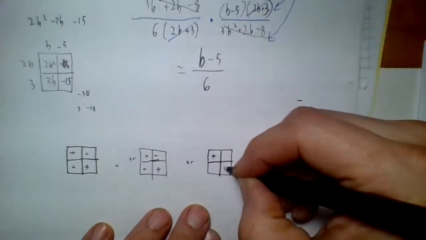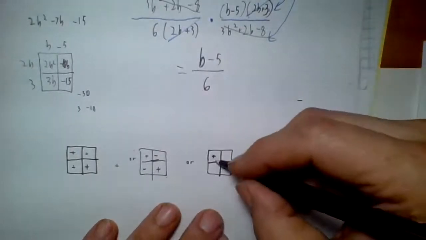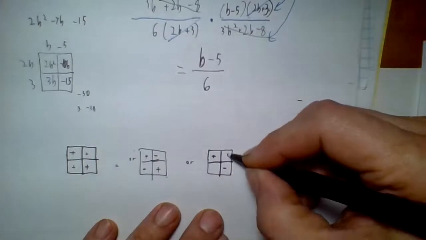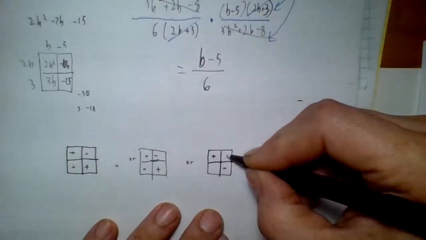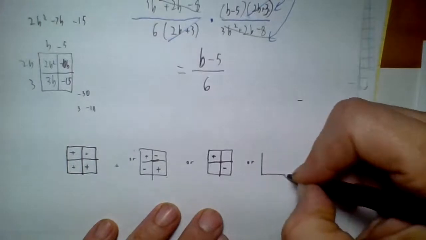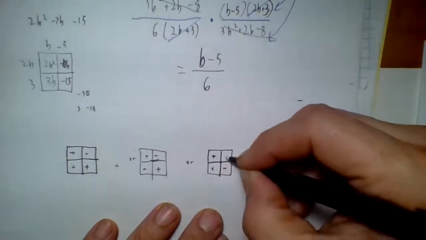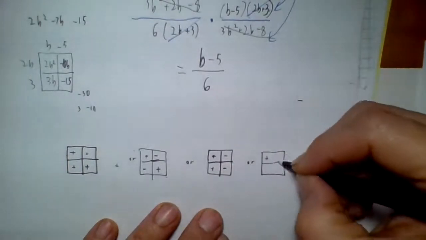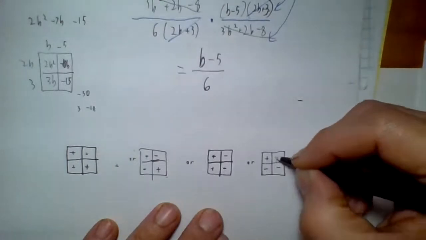Or we have a positive here and a negative down here, then we get a negative product. Then we need these two things to be positive and negative. So it doesn't really matter which is which, but it could either go this way around or minus and a plus. Those are the different forms you can get if your product is negative.